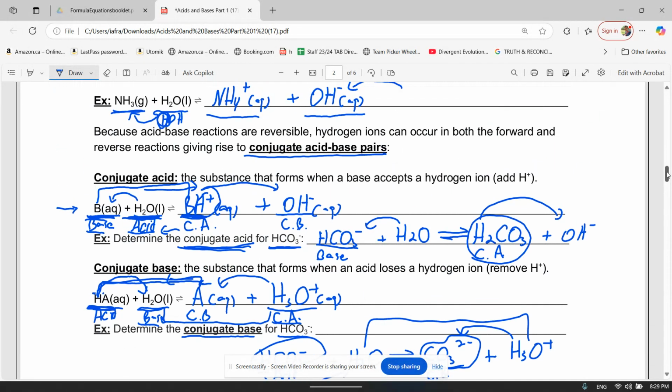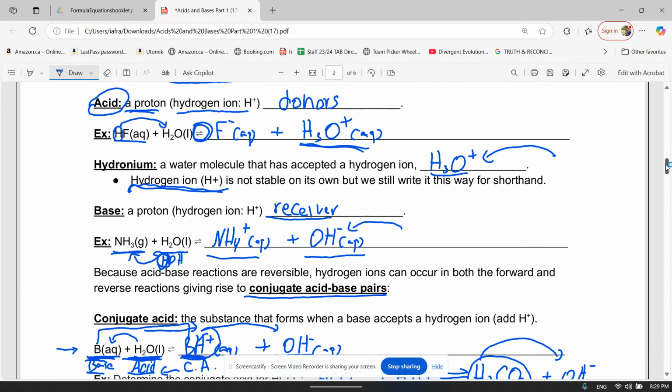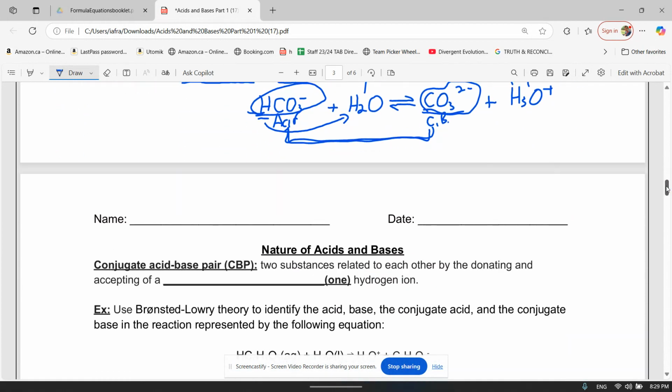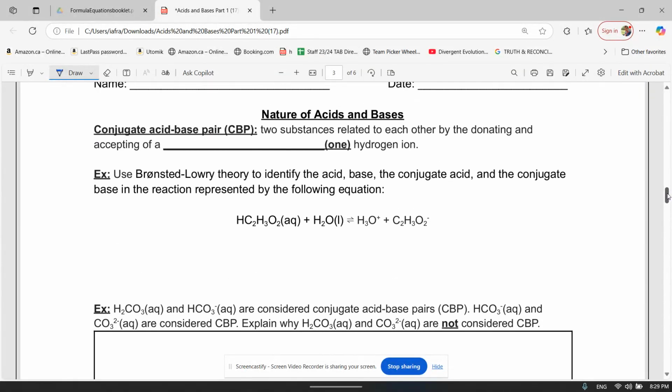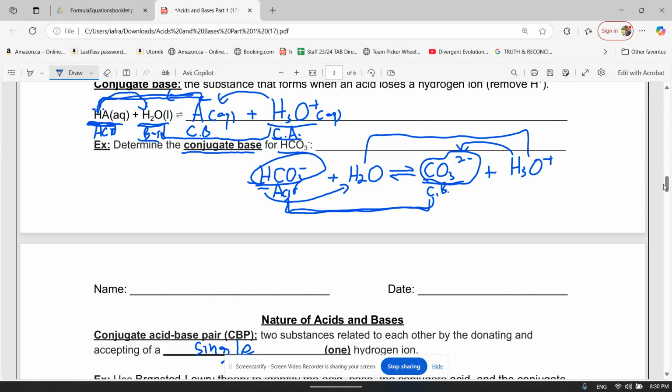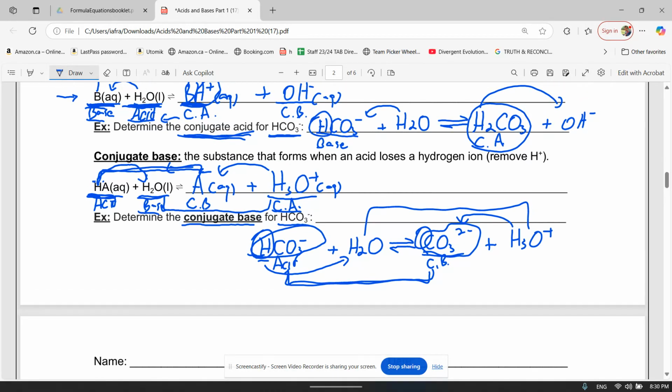And so in this theory, the idea of acids and bases is somewhat a relationship depending on who gets the H and who donates the H. So to finish off, what we just saw here is that conjugate acid base pairs are two substances related to each other by the donating and accepting of a single hydrogen ion. To truly be conjugate acid base pairs, they must differ by only one H plus. Just like HCO3 minus and CO3 2 minus, there's only one H plus different. Here, H and H2, only one H plus difference.